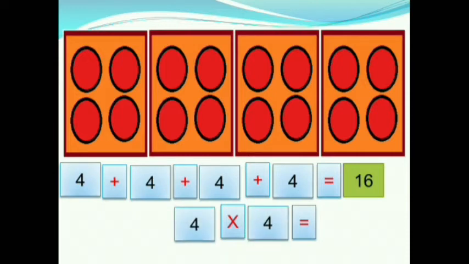What is 4 into 4? 4 4s are 16. Therefore, 4 multiplied by 4 is equal to 16.